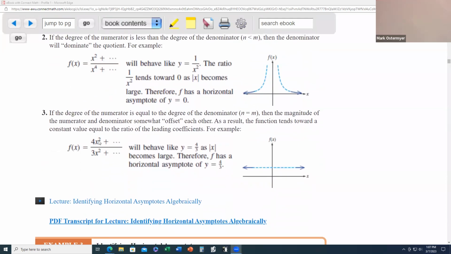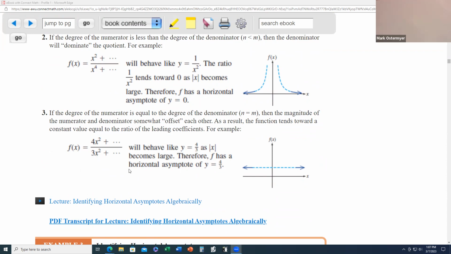Finally, if the degrees of the numerator and denominator polynomials are equivalent to each other, essentially the x squareds would drop out and we would be left with f of x equal to 4/3. So the equation of the horizontal asymptote in this scenario would be y equal to 4/3.